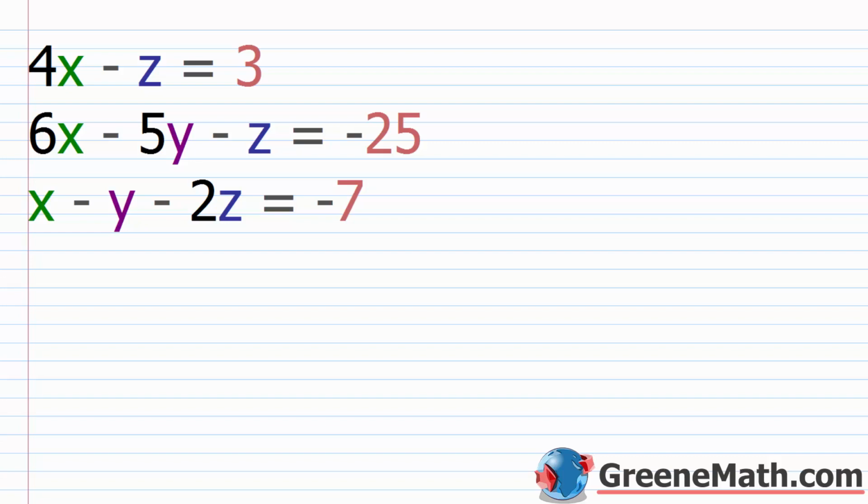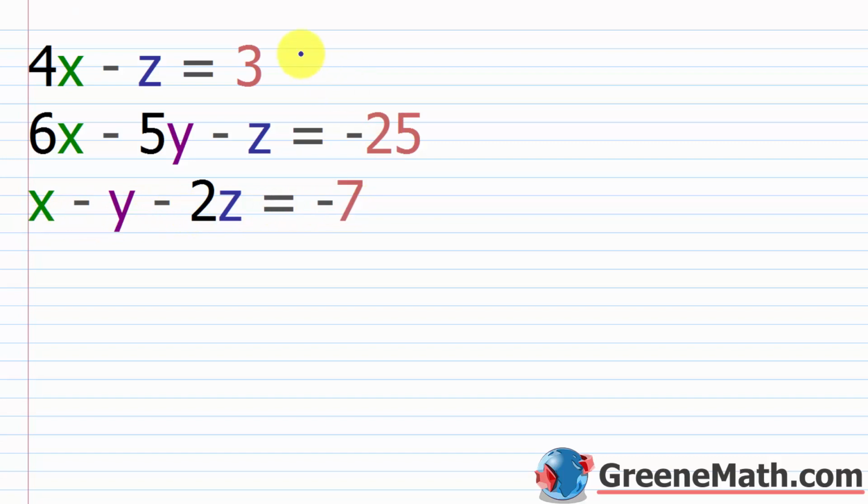So one type of problem that you might encounter that is actually easier to solve but causes a lot of confusion for students is where you have a linear system in 3 variables, but one of your equations only has 2 variables, okay? So something like this where we have 4x minus z equals 3. You've got only x and z. And then the other 2 equations have x, y, and z. So the other ones, you have 6x minus 5y minus z equals negative 25. And you have x minus y minus 2z equals negative 7.